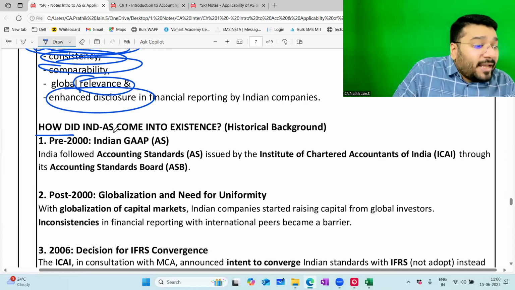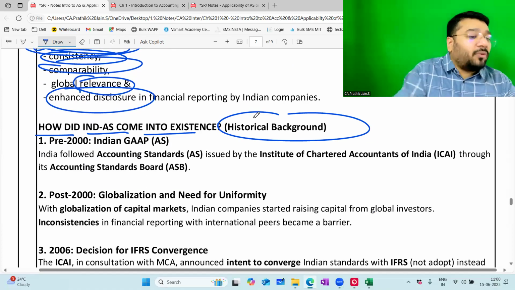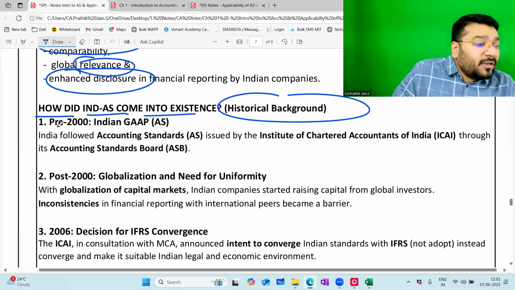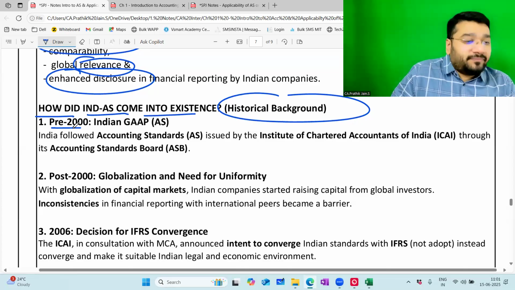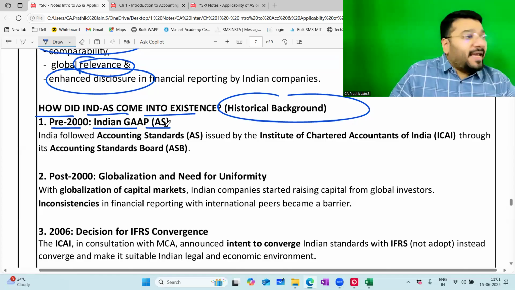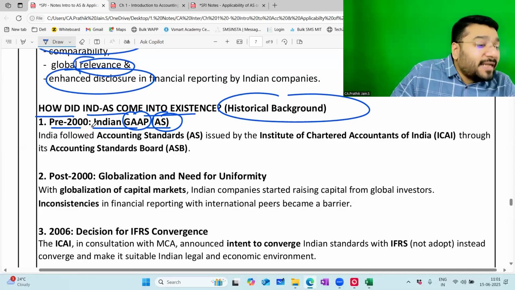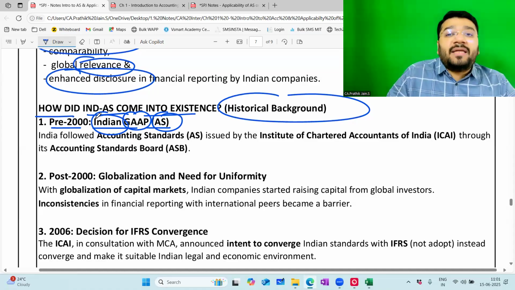Sir, how did Ind AS come into existence? What is the historical background? All this is there in the textbook, but in a very complicated manner. I've tried to simplify it. Pre-2000 era, before 2000, Indian GAAP was there. We prepared accounting standards keeping GAAP as a framework, and that was called Indian GAAP. So before 2000, we had something called Indian GAAP.